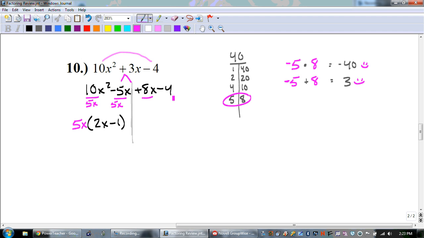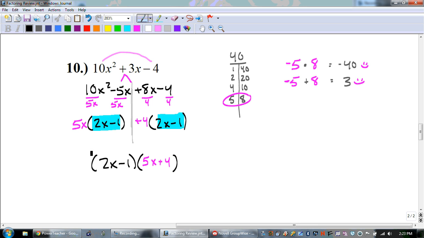What's the GCF of the back? Yeah, it should be a 4. And that's a positive 4. 8x divided by 4 is 2x. Negative 4 divided by 4 is negative 1. And if you look, our two binomials match, which is exactly what we wanted. So we get 2x minus 1. And then our other binomial is 5x plus 4. Okay? And that's it.